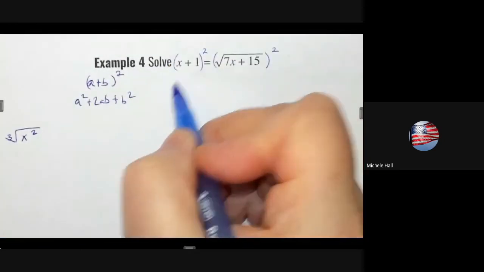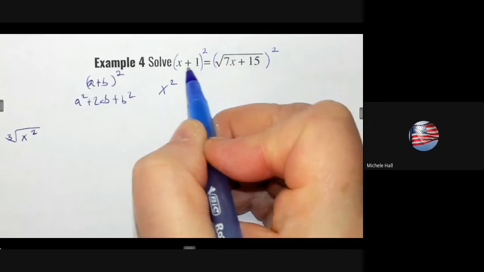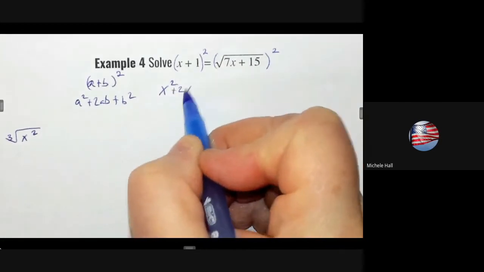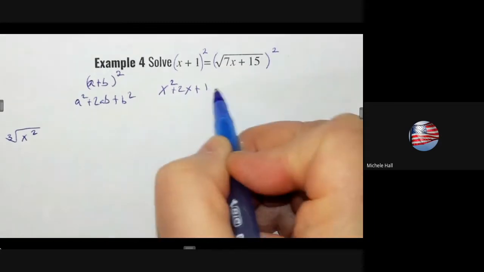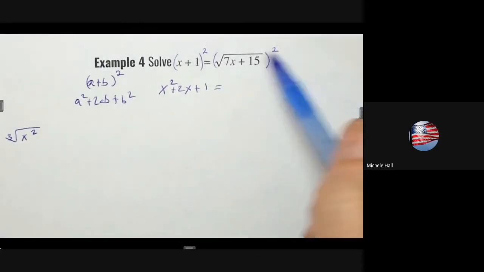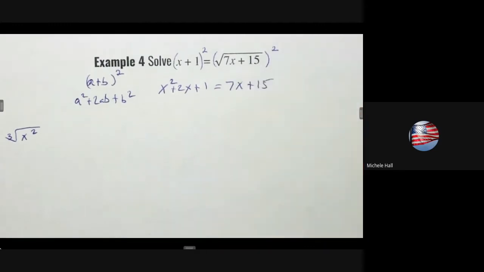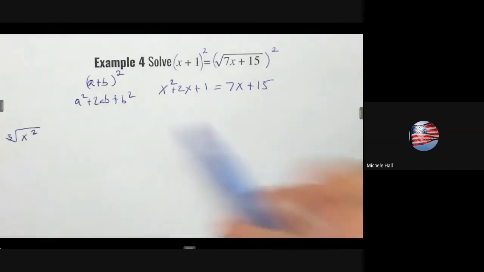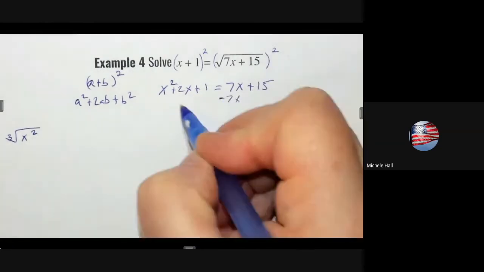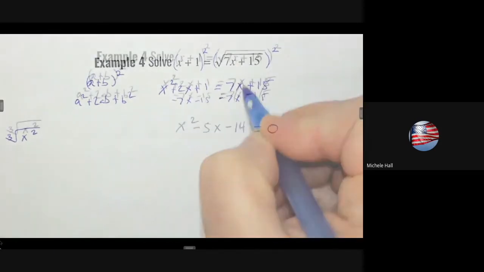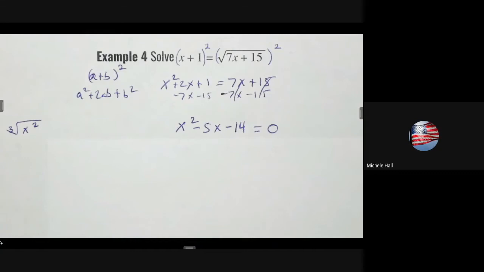So we have x squared, and then 2 times 1 is 2, times x is 2x, and then 1 squared is 1. And here we have a square that undoes the square root, and we're left with 7x plus 15. And we're ready to combine all of our x's on the same side of the equation. I'm going to subtract 7x, subtract 15. We have a degree 2, a quadratic.